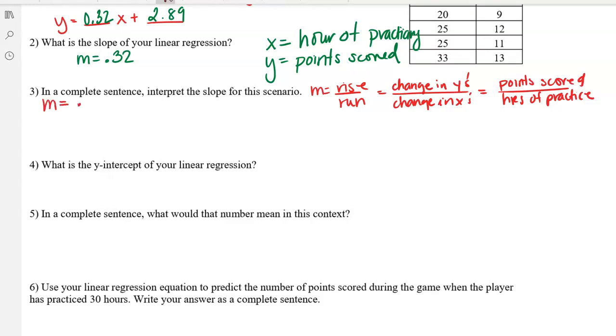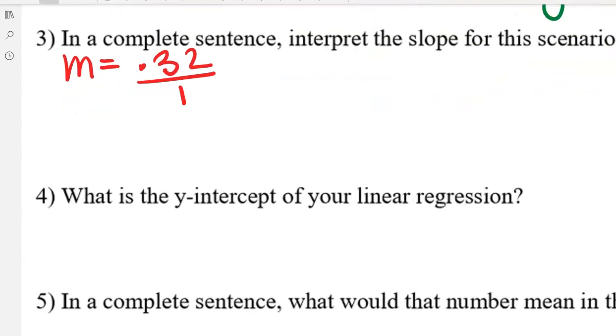So when you guys have a slope of 0.32, would you guys all agree that could be made into a fraction of 0.32 over 1? Yes or no? Well, remember, the numerator is rise, and rise is point score. Is it okay to write 0.32 of a point? No, so we should write this in whole numbers. How do we convert a decimal into a whole number? What decimal place is 0.32? Tenths or hundredths? How do we make 0.32 into a whole number?